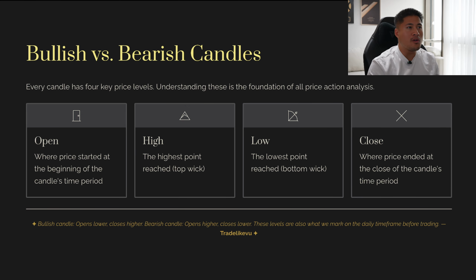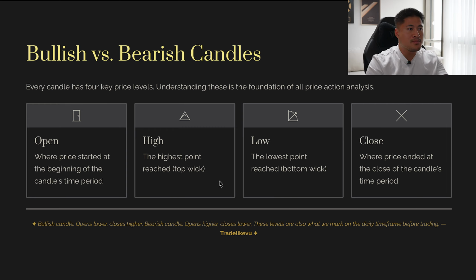So every candle has 4 key price levels, and this is very important because understanding these is the foundation of all price action analysis, okay? Every single candle always has an opening price, okay? This is where price started at the beginning of the candle time period. So for example, a 15-minute candle. Every candle has a high, which is the highest point of that candle, okay? Same goes for the low. The lowest point reached within that candle's time period, and there's always a close, okay? Always a closing price where price ended at the close of the candle's time period.